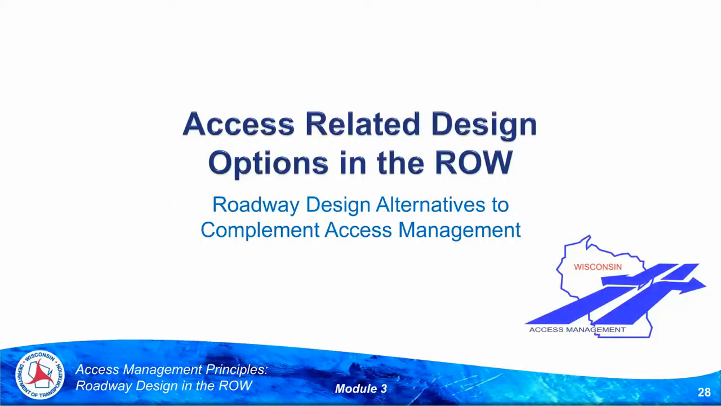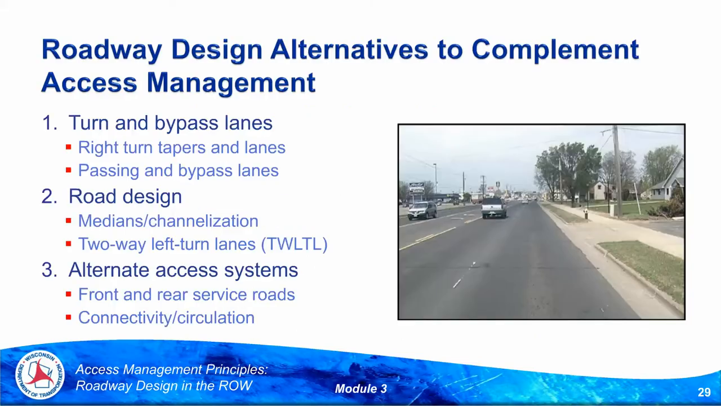Access related design options in the right of way. We can consider turn and bypass lanes like I'd mentioned before for larger volume driveways, passing lanes as well while it is a bypass lane. Medians and channelization, two-way left turn lanes or twiddles as they're colloquially called here in Wisconsin, and alternate access systems, front and rear service roads, frontage and backage roads, and then have the developer consider interior circulation, connectivity from a municipal road net or a local road net.